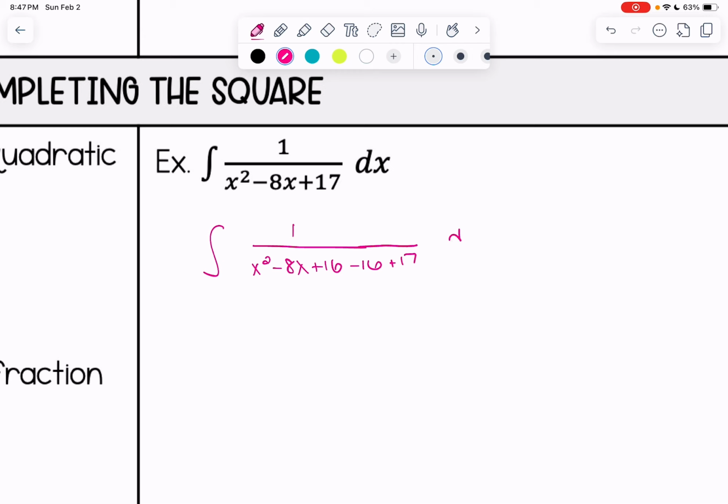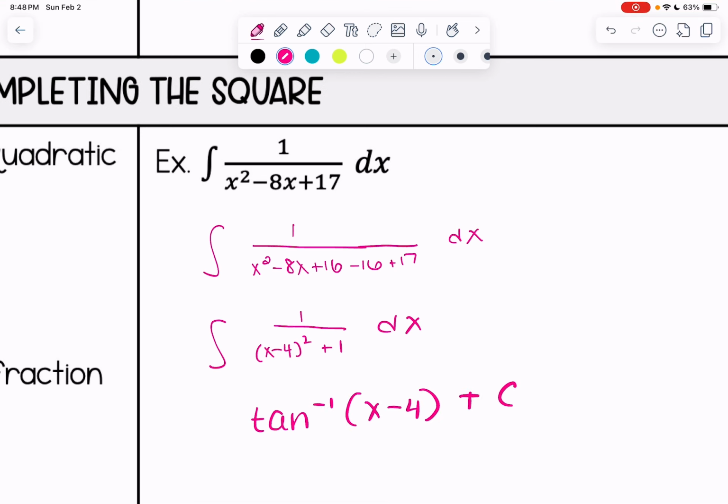And then we're going to put 17 back. So I'm going to rewrite that as x minus 4 squared plus 1 in the denominator. So x squared minus 8x plus 16, that's x minus 4 times x minus 4, which is why I'm rewriting it as x minus 4 squared. Now I can integrate this and realize that this is inverse tangent of x minus 4 plus c.